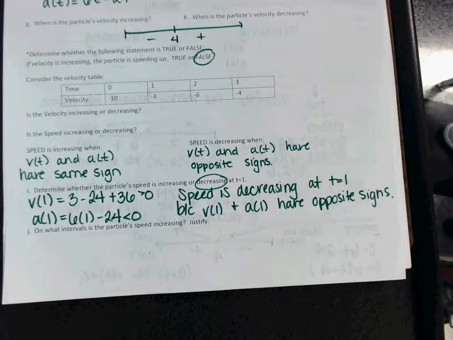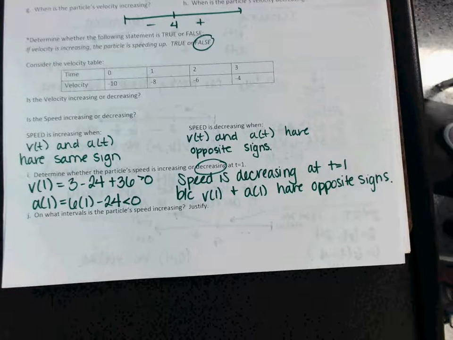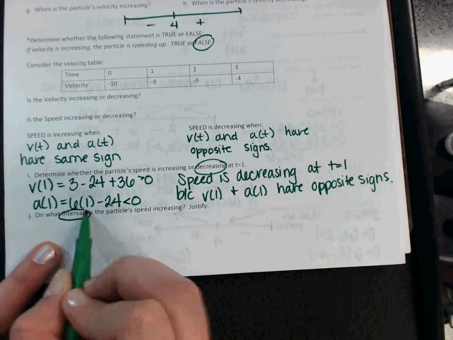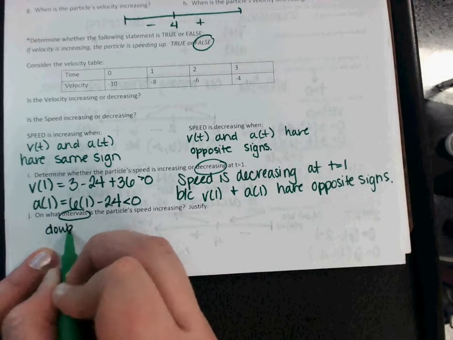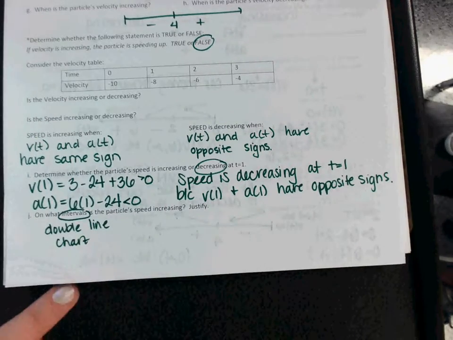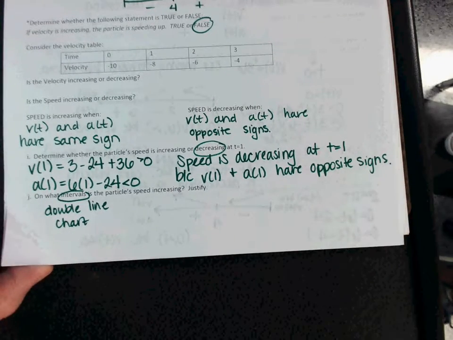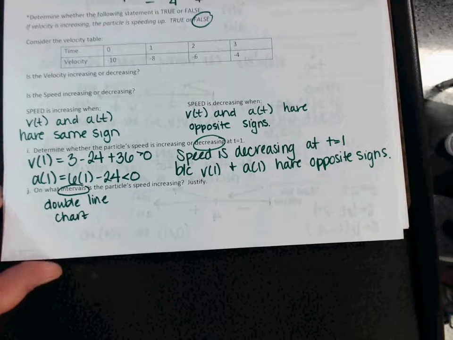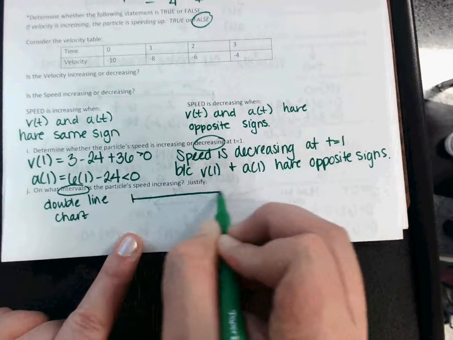Now, in that case, they're giving you one time value, and they're asking you to check for that one time value. The other thing that they could do is ask you the intervals where the speed is increasing. In that case, you're going to have to do a double line chart. If you want speed increasing and you have to list intervals, you're going to do a double line chart. Now, this is not hard because you already did both of the line charts. So we're just going to copy them next to each other.